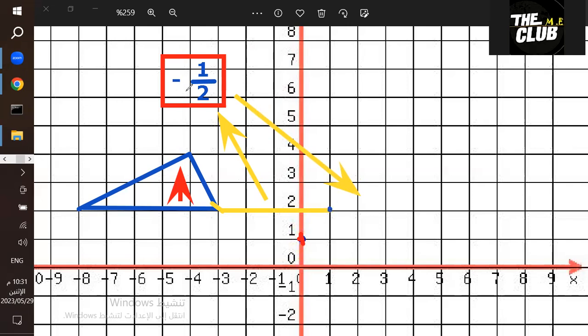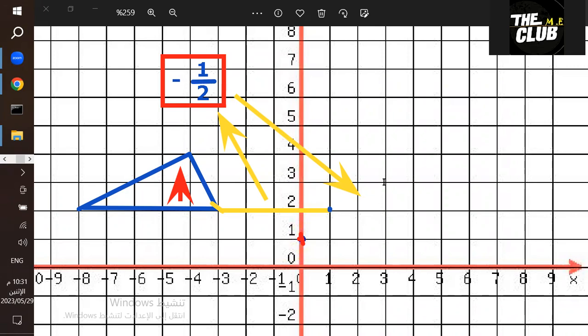So the new distance will be what? 2. Now, some people say you take the 4 multiplied by the negative half. It will give you -2. The word negative means you continue going on the other way, you go to the other side of the point.